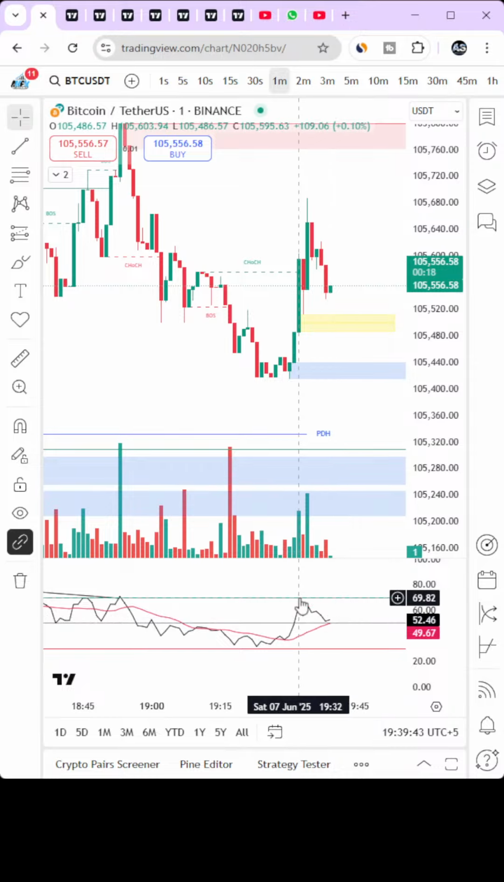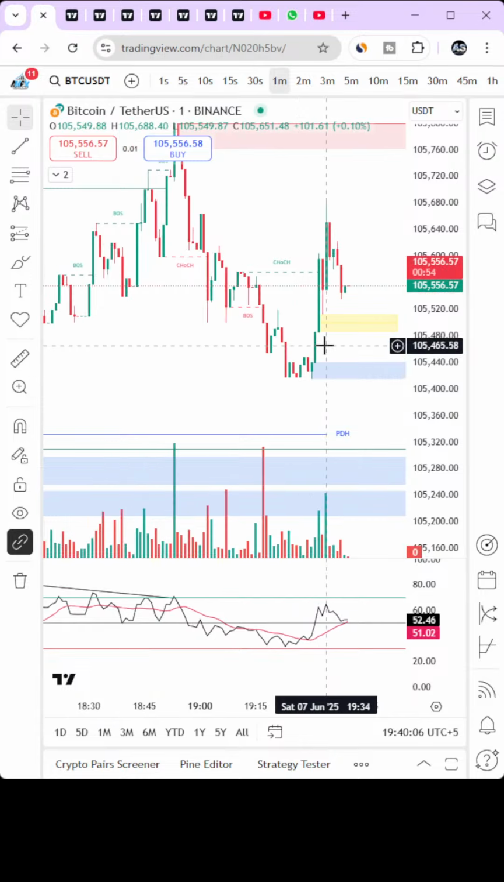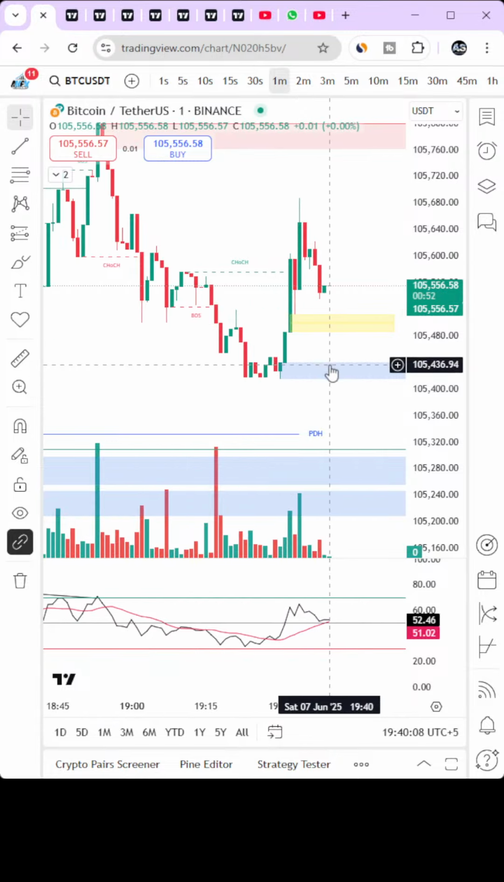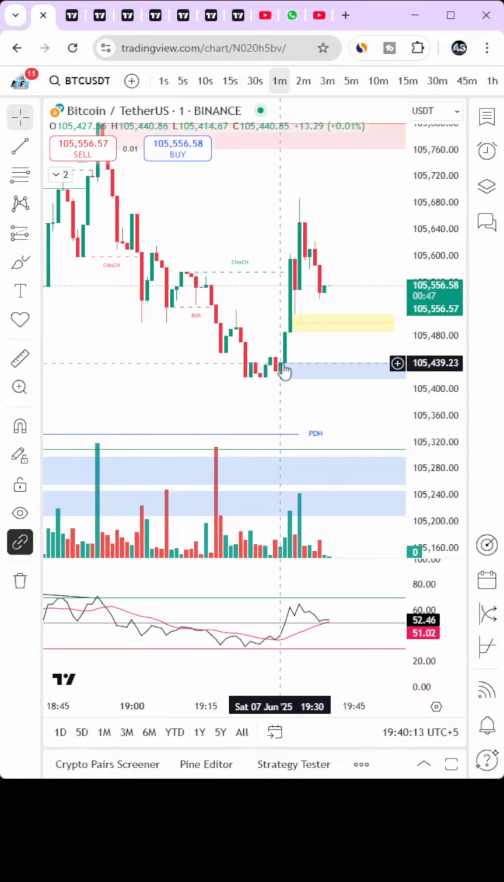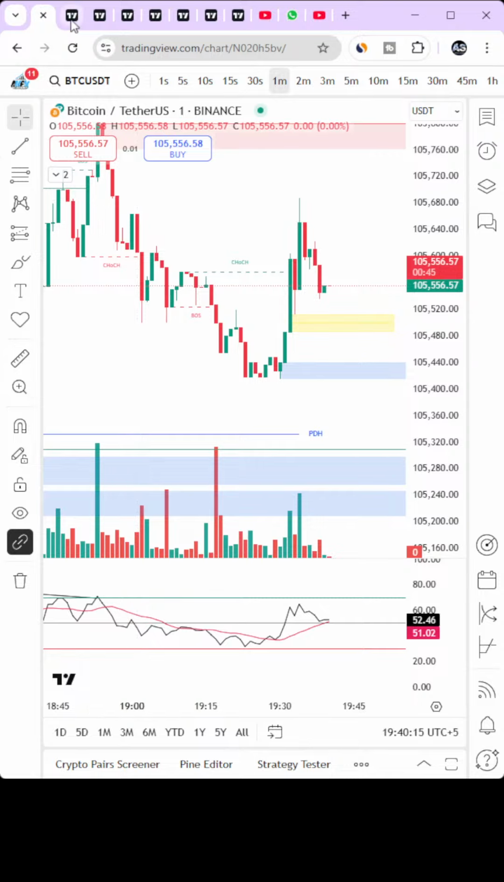50, 70 or above. Whenever we see the black line is above 50 or 70 or above, that is a bullish trend. Now market is showing some bullishness. Let's see what happens here. This is just 1 minute time frame. Now let's see what is happening in the bigger time frame.